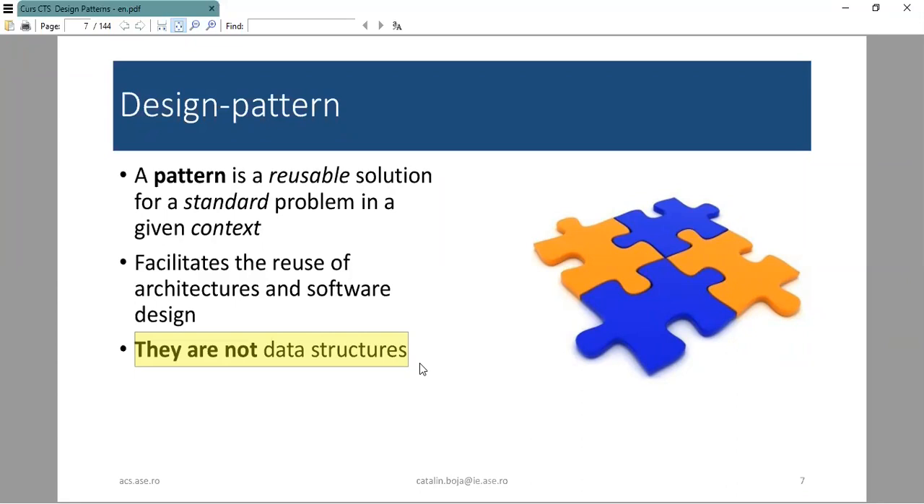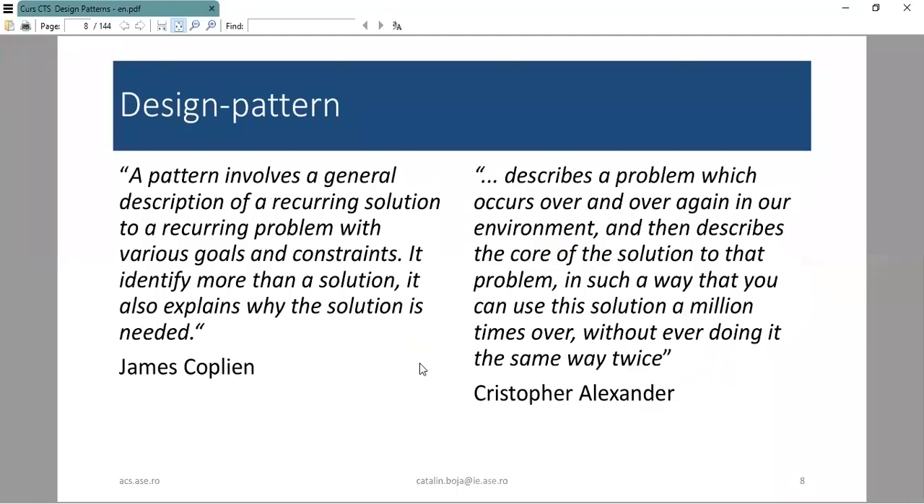Now, a design pattern is not a data structure. We will use data structures to implement some patterns, but this is not a design pattern. You can change the data structures if you want. You can implement your own way or create your own data structures, but a design pattern is not a data structure. So I want to make this clear before we enter the design patterns.